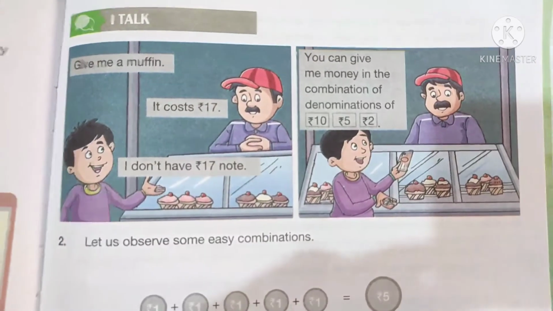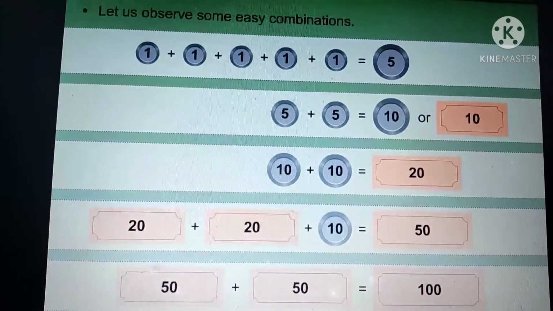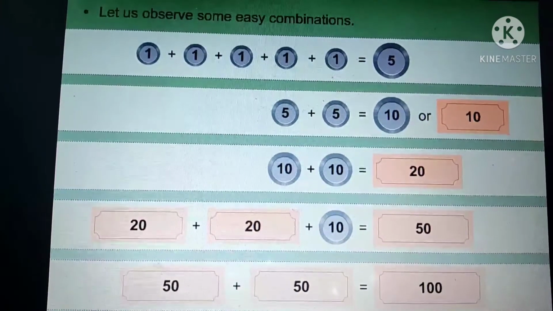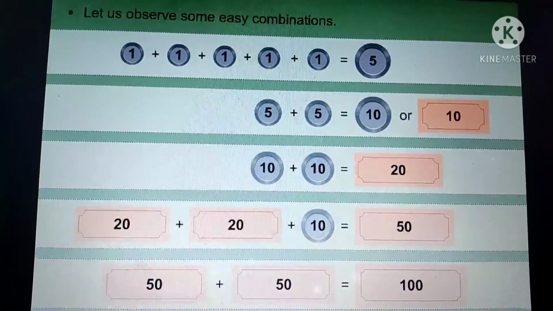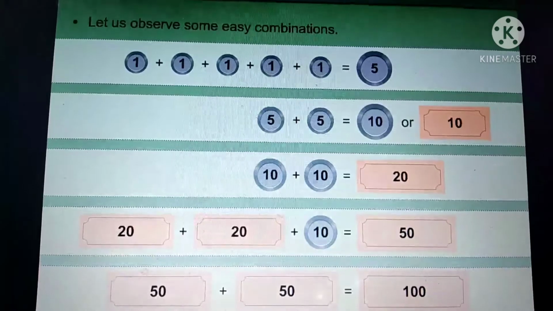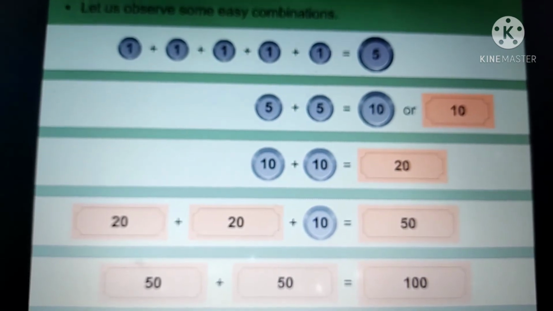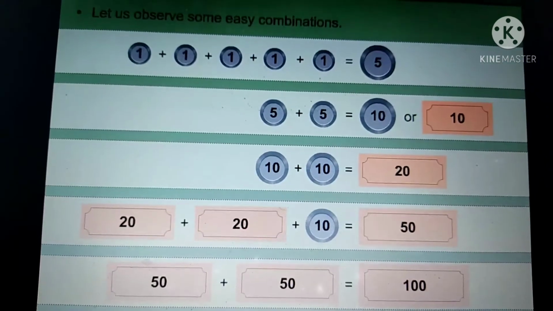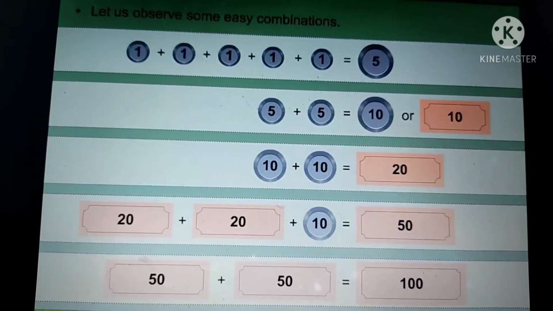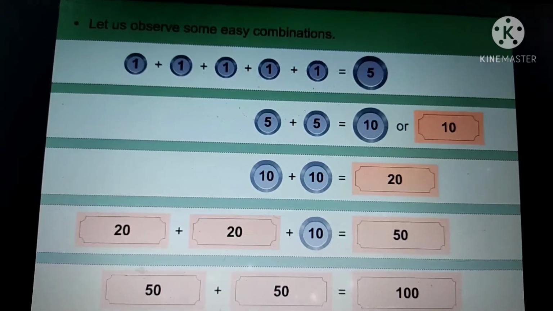Open page number 93. Let's observe some easy combinations. 5 coins of 1 rupee means 5 rupees. 2 coins of 5 rupees means 1 coin of 10 rupees or 1 note of 10 rupees. 2 coins of 10 rupees means 1 note of 20 rupees. 2 notes of 20 rupees and 1 coin of 10 rupees means a 50 rupees note. 2 notes of 50 rupees means 1 note of 100 rupees.